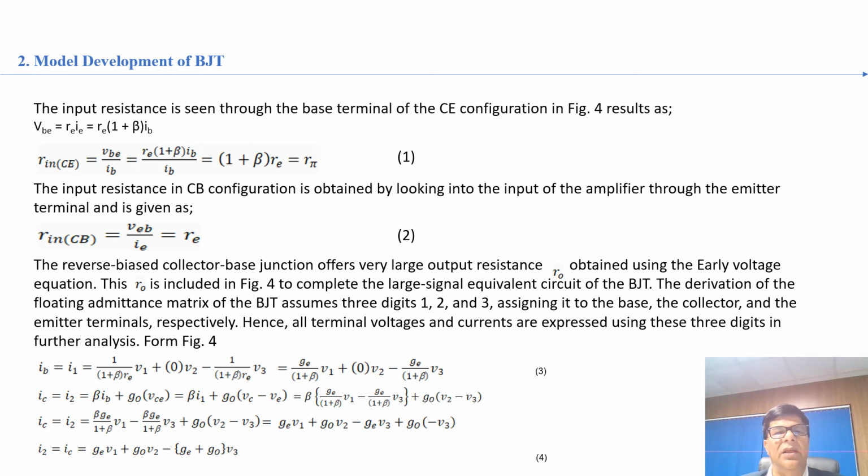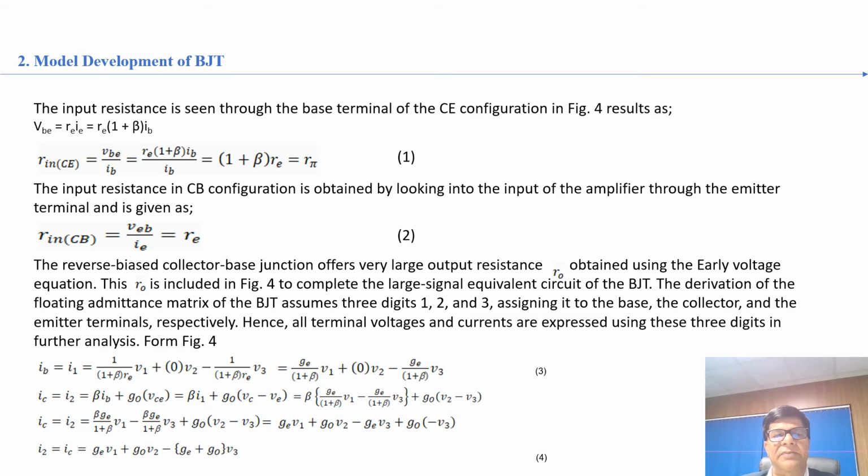Rin in the CE configuration is R pi as in equation 1, and Rin in the CB configuration is RE as in equation 2. Similarly, the reverse-biased collector-base junction offers a very large output resistance, R naught, obtained using the Early voltage equation. This R naught is included in figure 4 to complete the large signal equivalent circuit of the BJT.